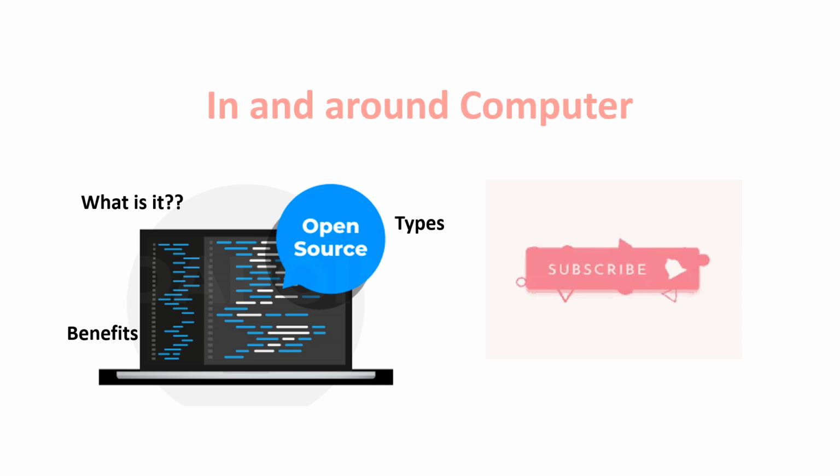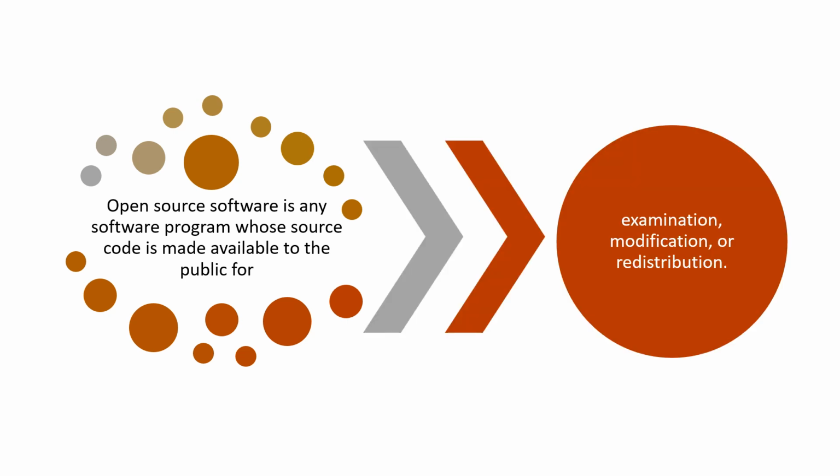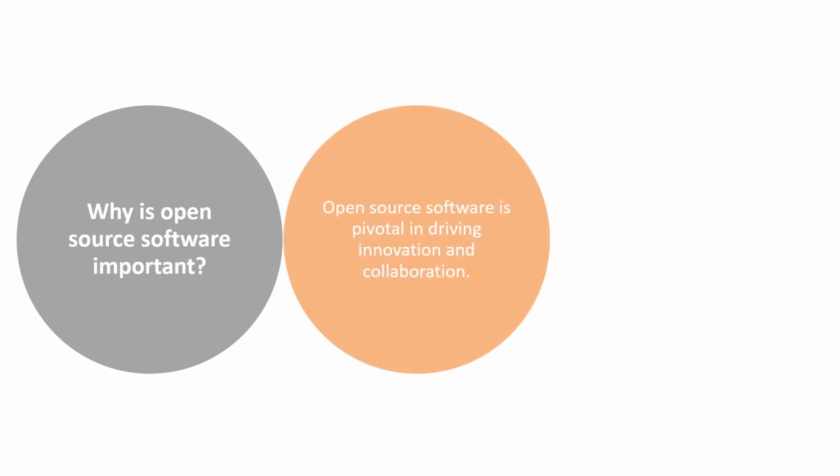In this video, we are going to see what open source software is, its types and its benefits. Open source software is any software program whose source code is made available to the public for examination, modification or redistribution. Why is open source software important? It is the main thing in driving innovation and collaboration.